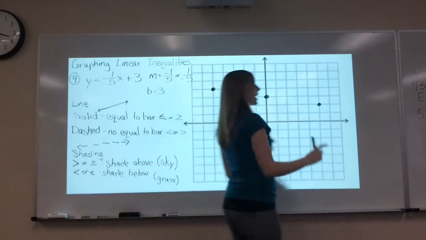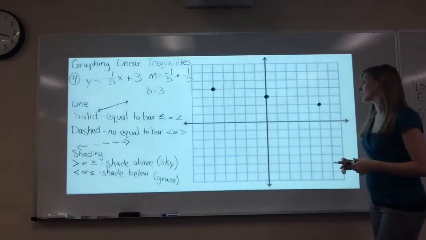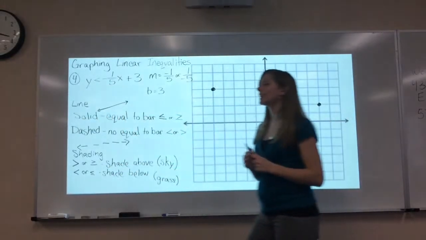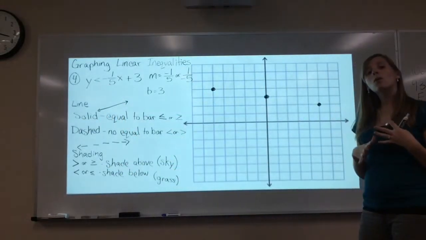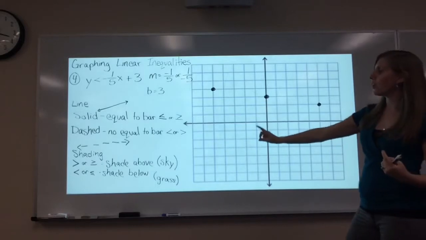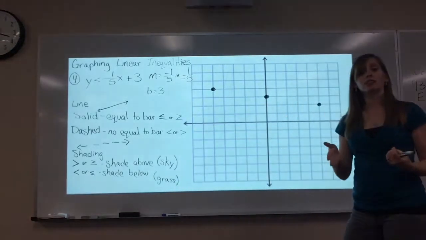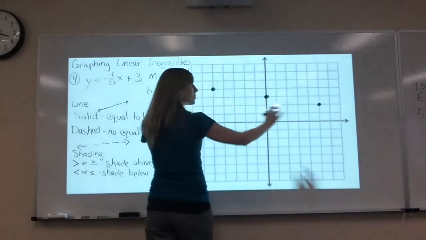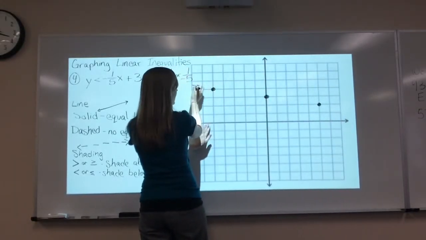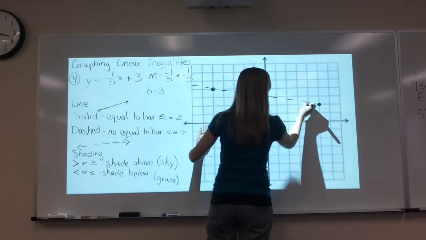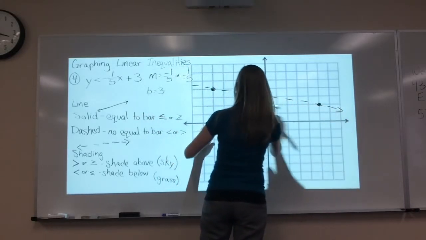Now, don't just draw a line. Remember, you have to look at the inequality sign. So taking a look at our problem, our inequality sign is a less than sign. There is no equal to bar, and remember, no equal to bar means it's dashed. There have to be breaks in your line. So connect the points. It's still going to be straight, but there's going to be breaks in your line. Like this.